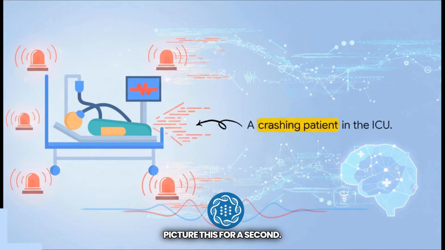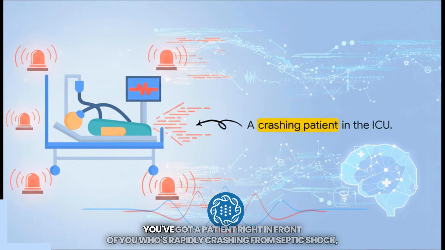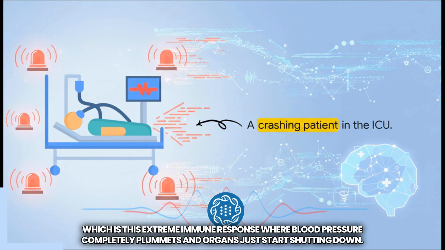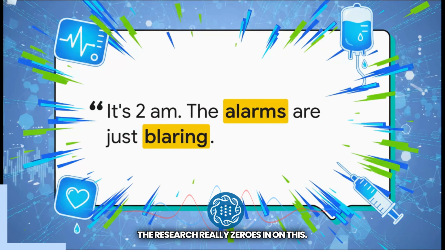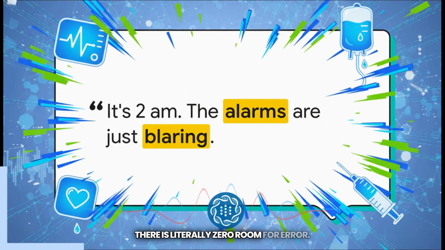Picture this for a second. It's 2 a.m. You're an ICU doctor, the alarms are absolutely blaring, and the chaos is just palpable. You've got a patient right in front of you who's rapidly crashing from septic shock, which is this extreme immune response where blood pressure completely plummets and organs just start shutting down. The research really zeroes in on this. This is the absolute worst kind of stress. You're forced to make split-second decisions about fluid resuscitation and injecting vasopressors, just trying to stabilize a human life. There is literally zero room for error.